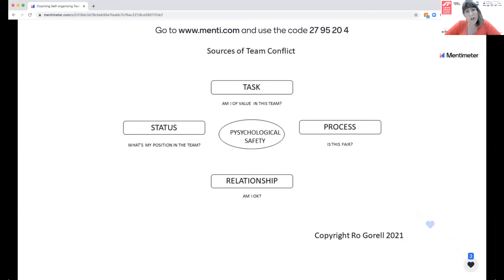So I'm not going to say too much more on that because I want to give Charlotte a chance to actually speak. So I apologize, Charlotte, for taking longer with that. And I'm going to hand over to you, because the one that's in the middle there is psychological safety.